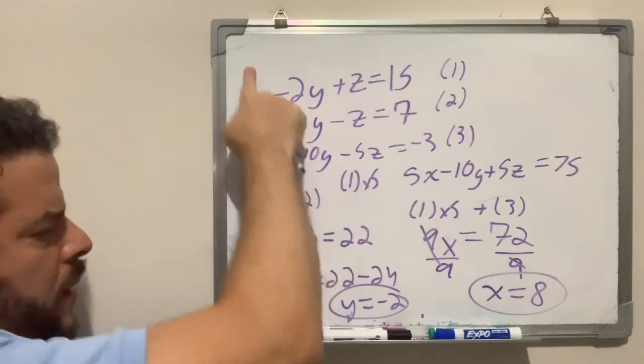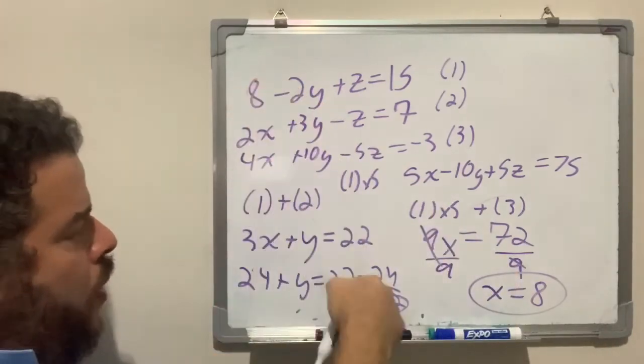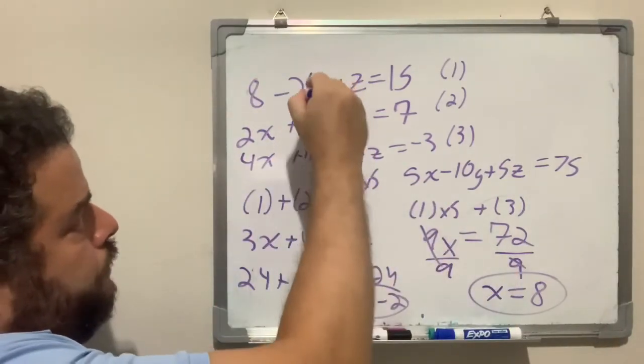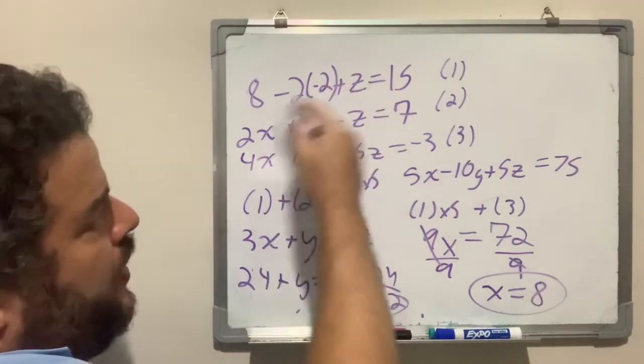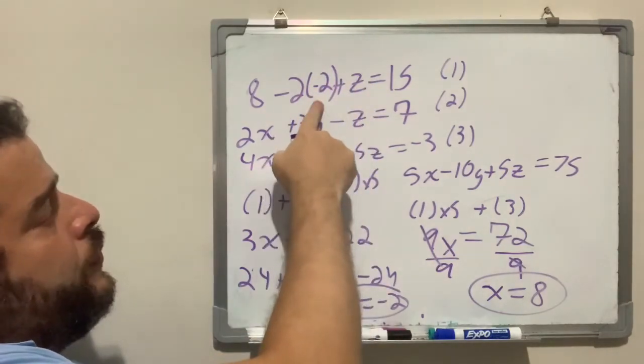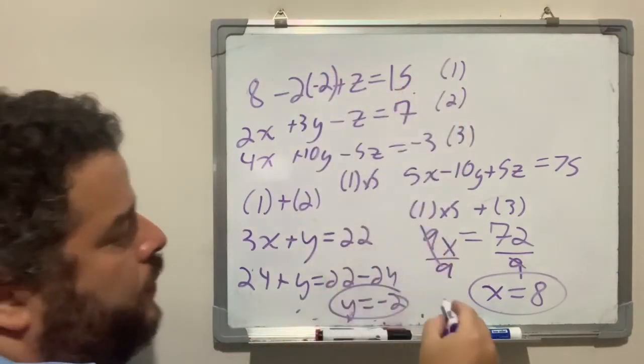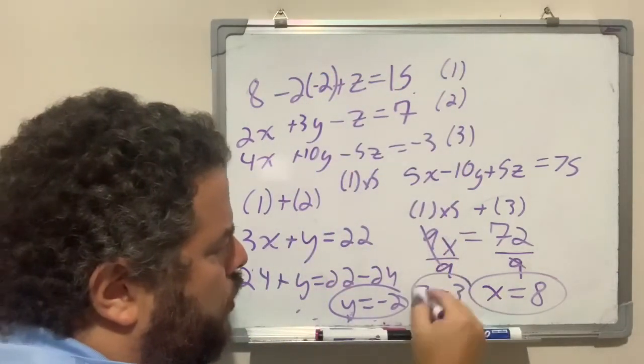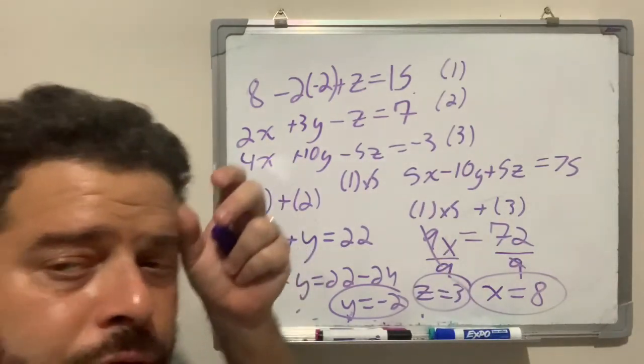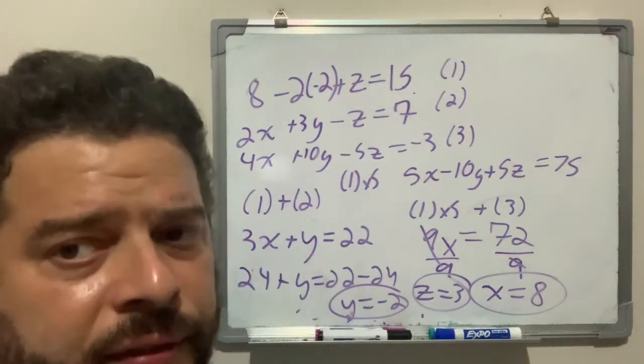X is 8, y is negative 2. You're gonna multiply and isolate. This gives you 4, 8 plus 4 is 12. You isolate it, 15 minus 12 is 3. Z equals 3. You can see those are the answers in the book, x, y, and z.